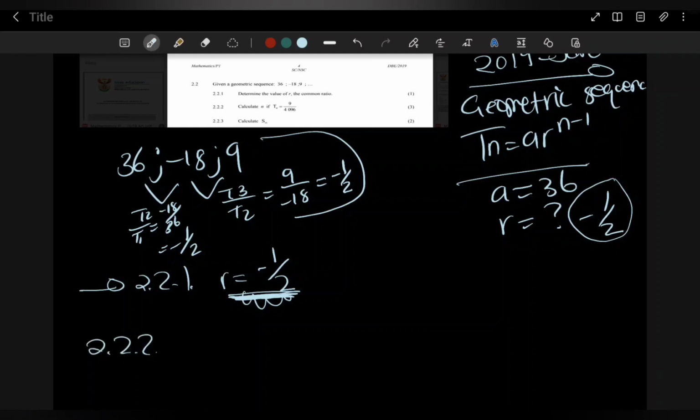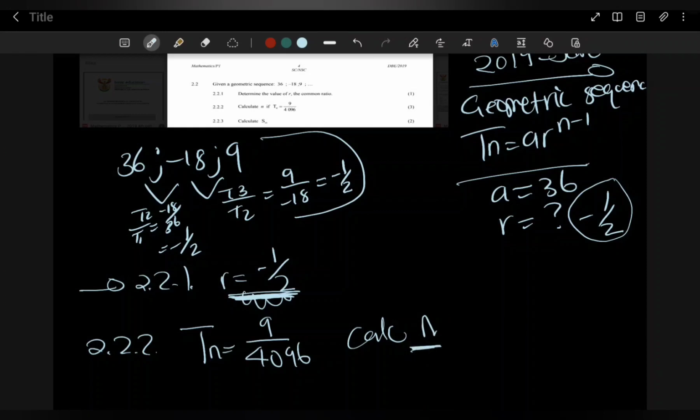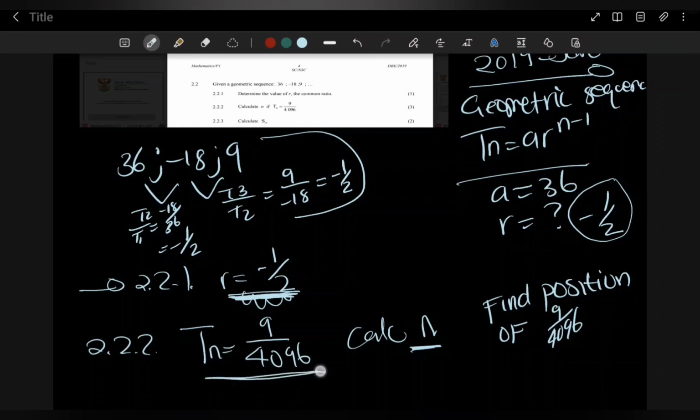Then question 2.2.2, they say calculate n if Tn equals 9/4096. So you are given Tn equals 9/4096. So they're saying calculate n. So what are they saying? They are saying find the position of 9 over 4096. So they're telling you that in this sequence, the sequence that they've already given you, there is this value somewhere, but they want you to find the position of that value.